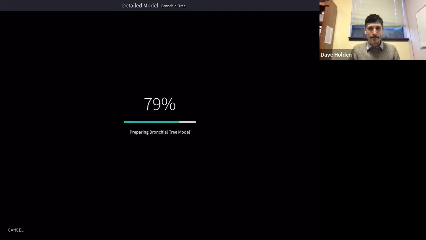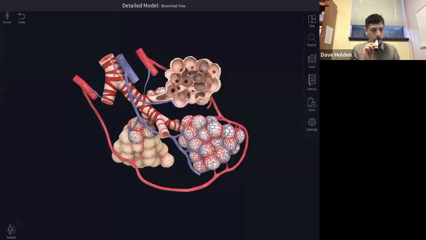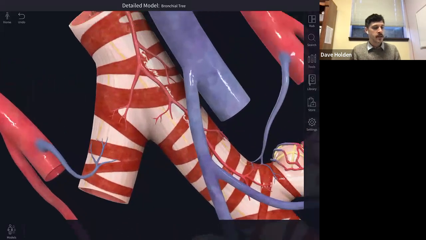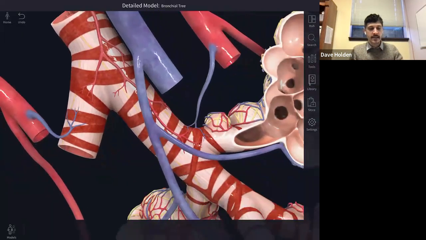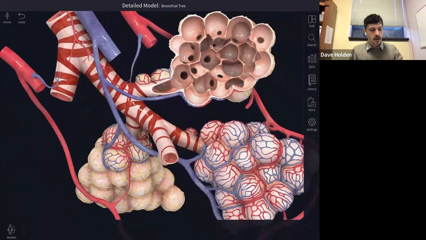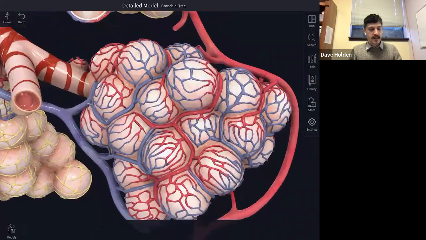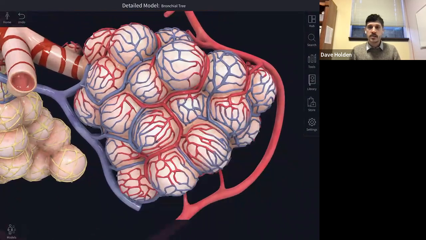It's coming, sorry. My iPad is old and slow. Here we go. So here is the terminal bronchiole. So this is the last bit of windpipe that we have. We are getting into the microscopic range now. A cluster of air sacs looks like this. This is an alveolar cluster.